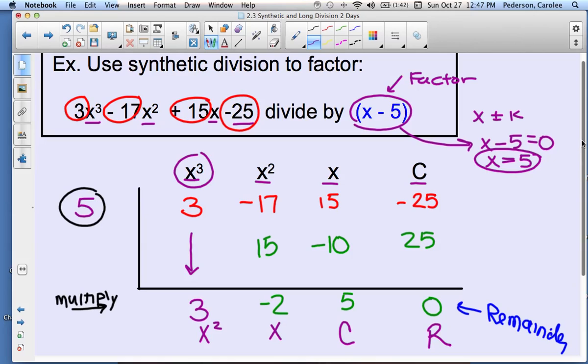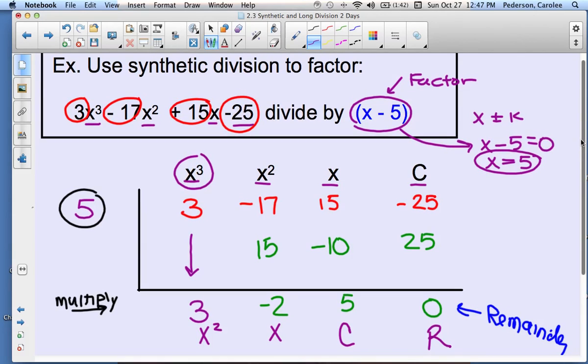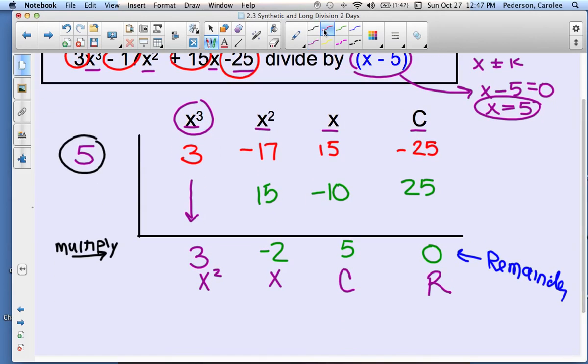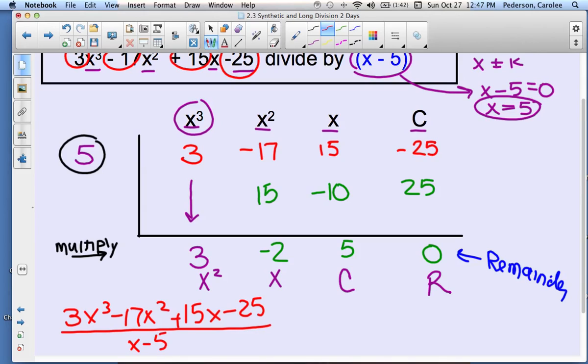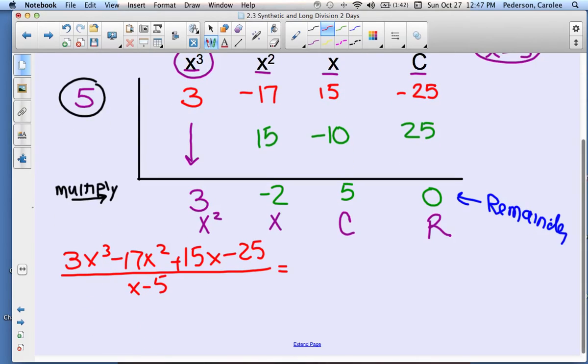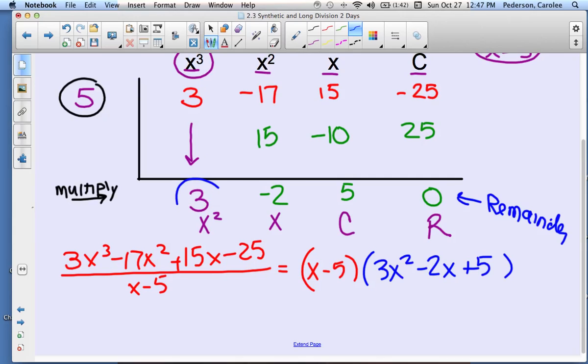So we wanted to factor x minus 5 out of 3x cubed minus 17x squared plus 15x minus 25. So we say 3x cubed minus 17x squared plus 15x minus 25. If we want to factor out an x minus 5, what we're left with is this long division piece in the purple and green. So we say equals x minus 5 as our factor, and then 3x squared minus 2x plus 5. Where I got that from is right here, 3x squared minus 2x, and then plus 5.